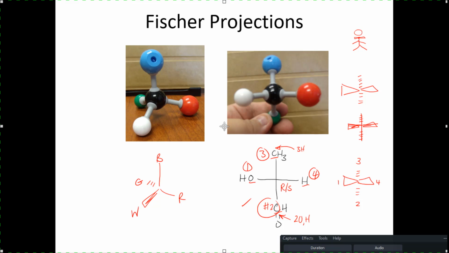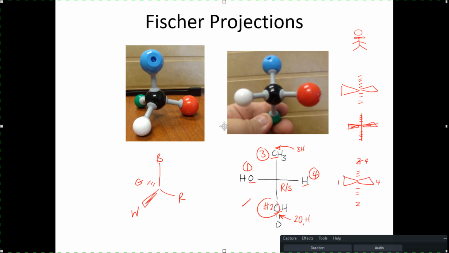Now Fisher projections, the book will tell you what not to do with Fisher projections. If you're one of those people who doesn't like to hear what not to do because then you do it, don't read that part of the book. And I'm not going to go there. Fisher projections, the easiest thing to do is just group switch. I can switch 4 and 3 or 4 and 2, it doesn't matter.